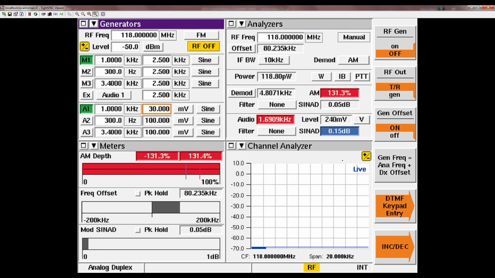And please join us on our next webinar, which is going to be run on the 19th of August. And that will be about testing FM radios and FSK modems.